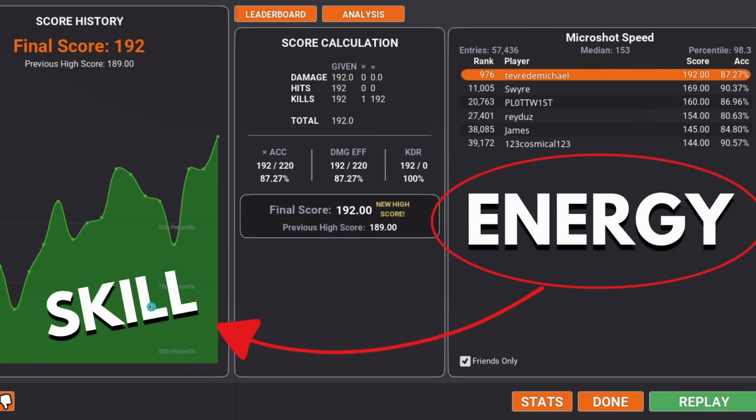And your skill of aiming is a result of energy. So for instance, this high score right here, that is a result. This result did not come out of nowhere. You used energy to get that result.